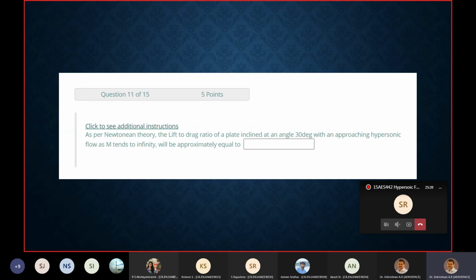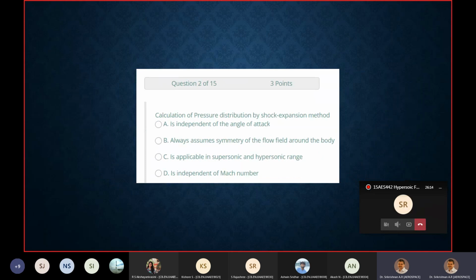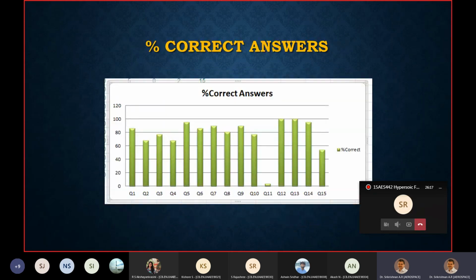Now question 11. Here I think I have made a mistake, and I'm sorry for that. As per Newtonian theory, what did most of you get, by the way, for the lift to drag ratio, CL by CD? Anybody remember? 1.73. Yeah, that's what I confirmed later, because since I saw that most people got it wrong, I was almost sure that I had made a mistake.